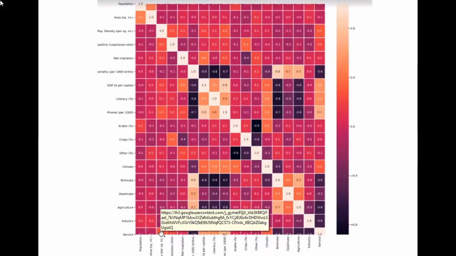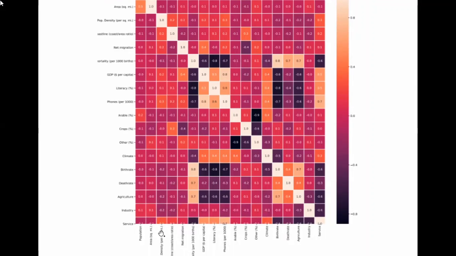Phones, that is technology, is related to the GDP and is also negatively related to some factors like birth rate and agriculture. But actually we also need to evaluate and make some educated guesses when we are considering factors. So let's move on to the next page.